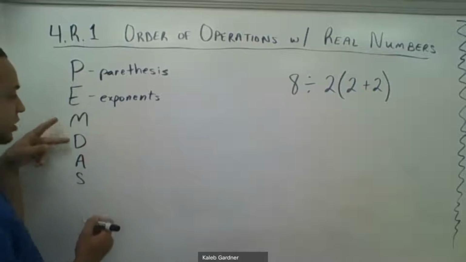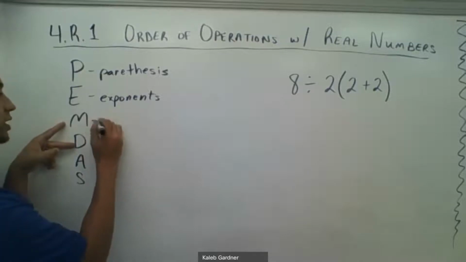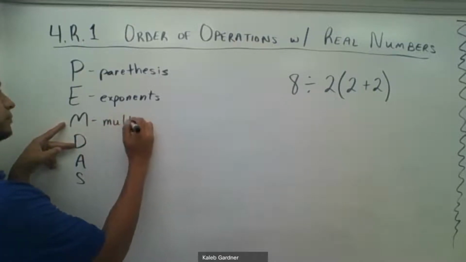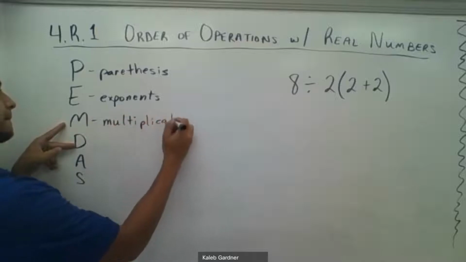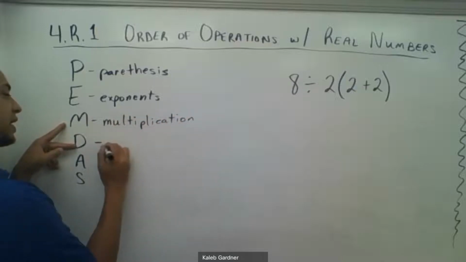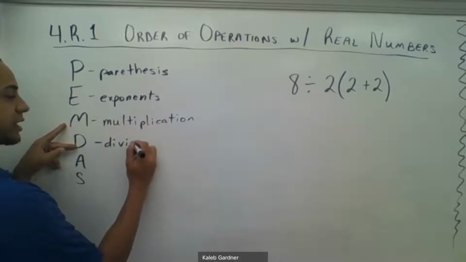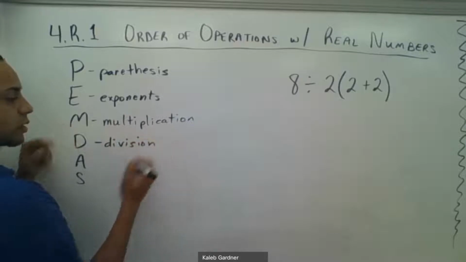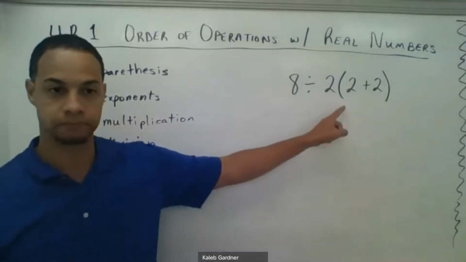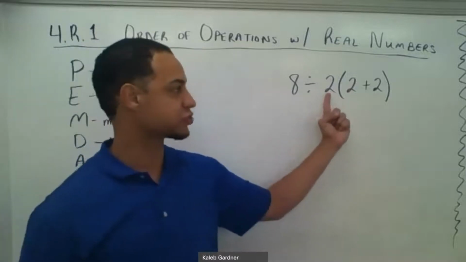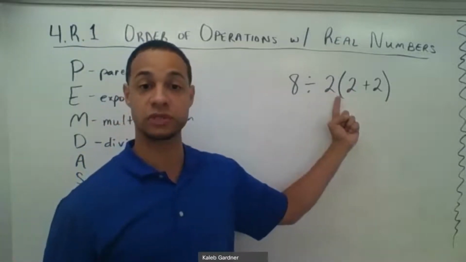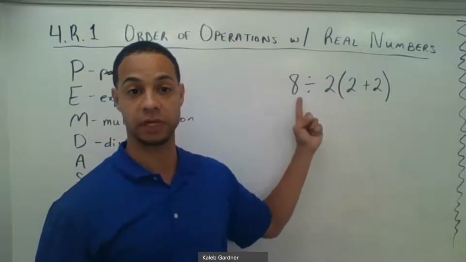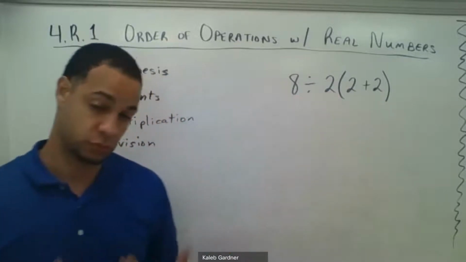This is where students get confused. Multiplication and division. Now here's the problem. Between this 2 and this parenthesis, there's no symbol, so that means multiplication. Here we have division.